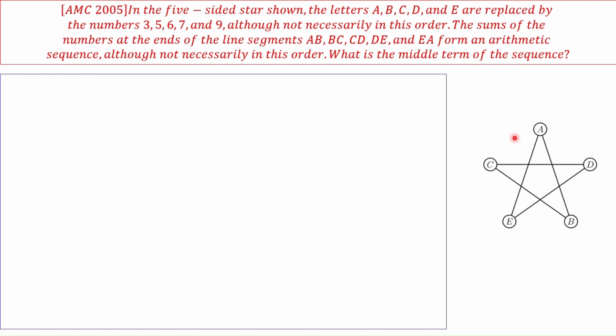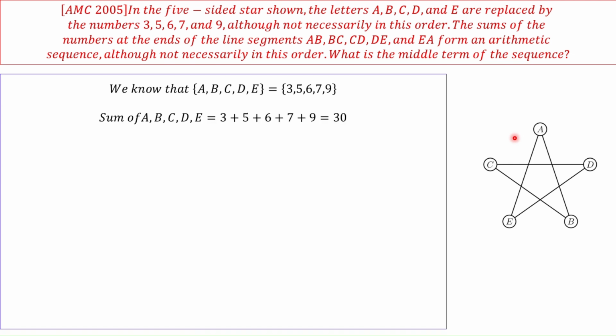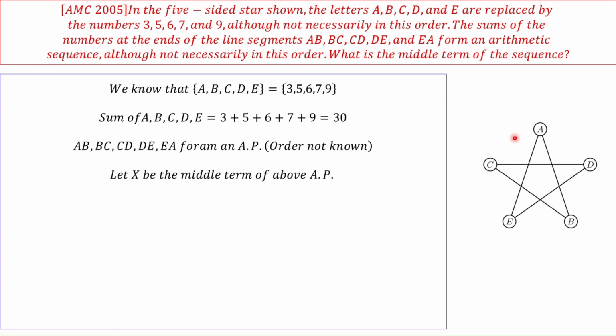So let's use that trick to get the middle term. A, B, C, D, E belong to 3, 5, 6, 7, 9, not necessarily in the same order. So the sum of A, B, C, D, E is obviously 30. Numbers can be anything, but the sum is 30. Now A plus B, B plus C, C plus D, D plus E, E plus A also form an AP. So the sum of them is 60, and X is the middle term of the AP.